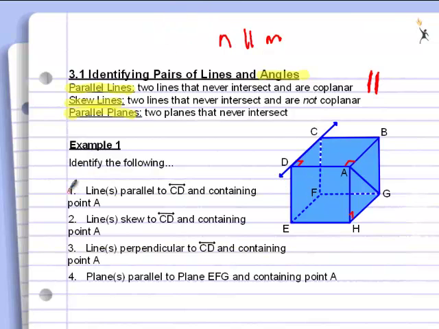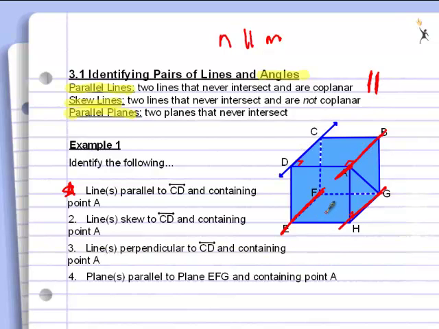Let's just jump right in trying to identify. Number 1 wants us to identify lines parallel to line CD and containing point A. The first thing I want you to notice is there's line CD right there, and here's point A. What I need to do is identify lines that are first parallel with CD. Well, the first line I see is line EF. I also see line AB, and I see line HG.